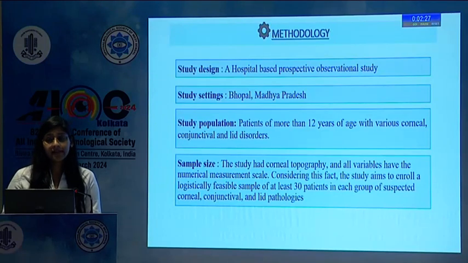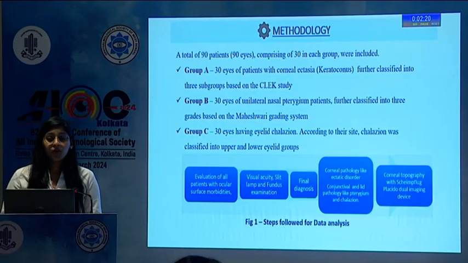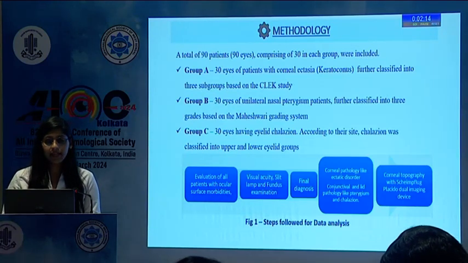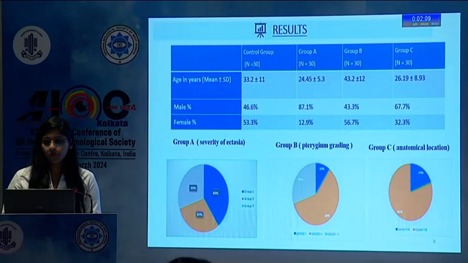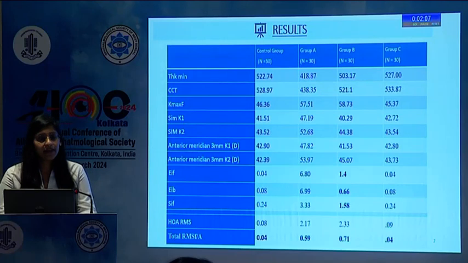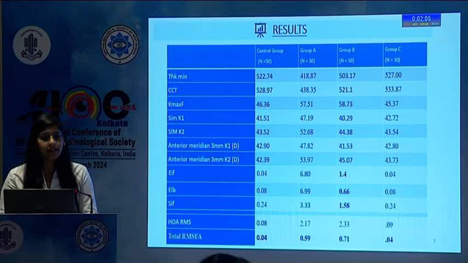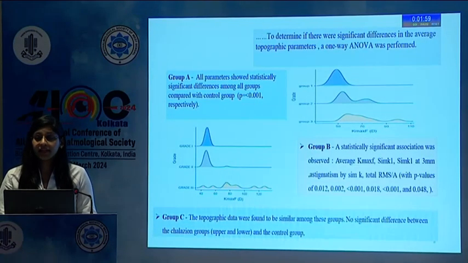A hospital-based study was done. Patients of more than 12 years of age with various corneal and conjunctival disorders were taken. Group A consisted of 30 eyes with corneal ectasia. Group B, 30 eyes with unilateral nasal pterygium. Group C, 30 eyes with eyelid chalazion. Age and gender distribution was studied. Parameters included thickness minimum, CCT, Kmax, SimK2, ectasia index, and higher order aberrations. For significant difference determination, one-way ANOVA was performed.